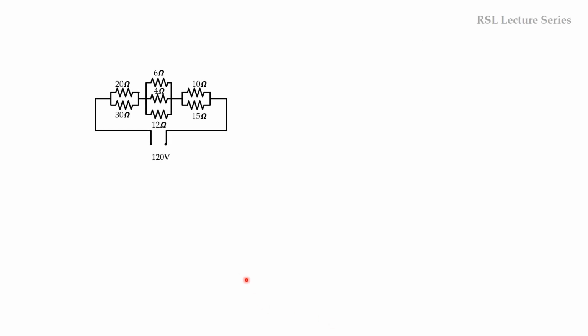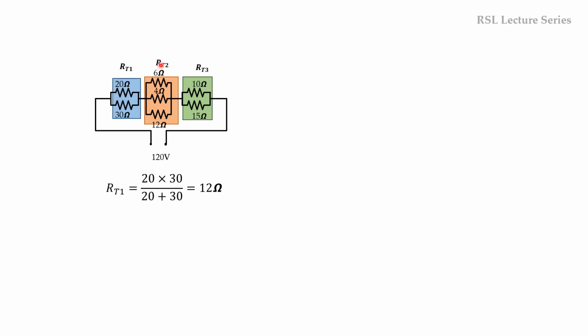Now we will consider the circuit over here. Here these two are connected in parallel. Let us consider them as RT1, and again these three are connected in parallel. Let this be RT2, and finally these two are connected in parallel. Let this be RT3. Now we can find out the total resistance from RT1, RT2 and RT3. RT1 is the parallel combination of 20 and 30, so we can write it as 20 into 30 divided by 20 plus 30, that is equal to 12 ohms.